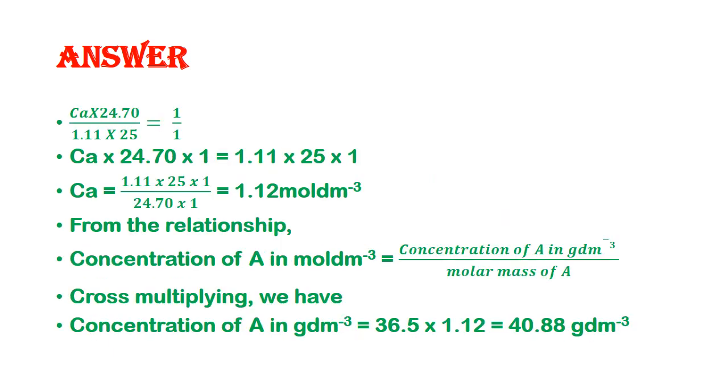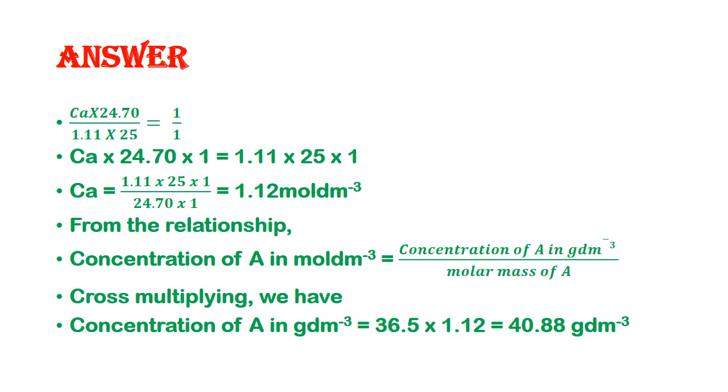Do you get it? Now we see that we use CaVa now. Ca times the endpoint, which is 24.70, all over 1.11 times 25, which is equal to 1 over 1. Okay. Then if you cross multiply, you have Ca times 24.70 times 1 equal to 1.11 times 25 times 1. Okay, if you divide both sides by 24.70 times 1, you get Ca to be 1.12 mole per dm cube.